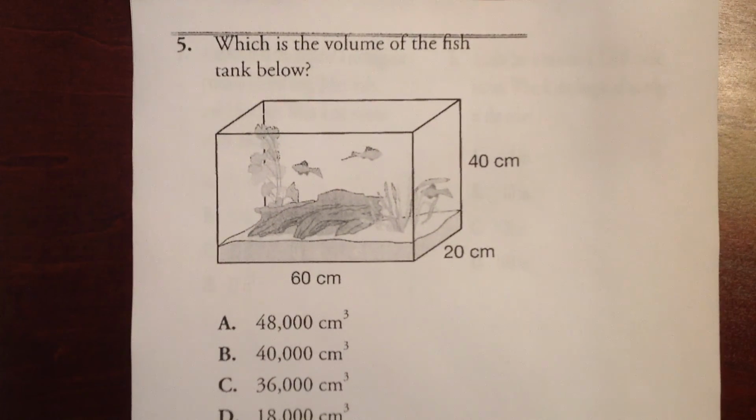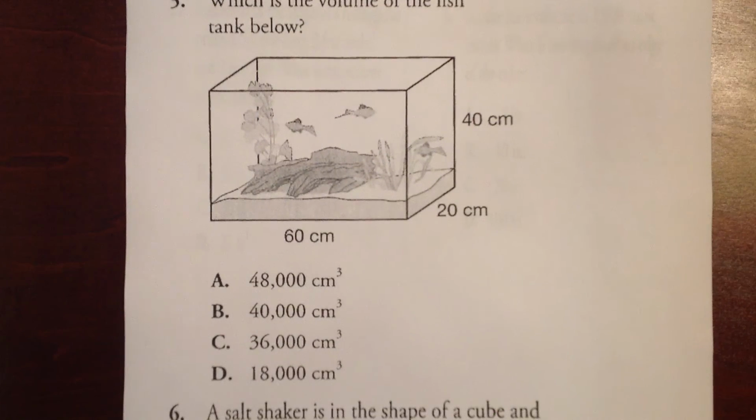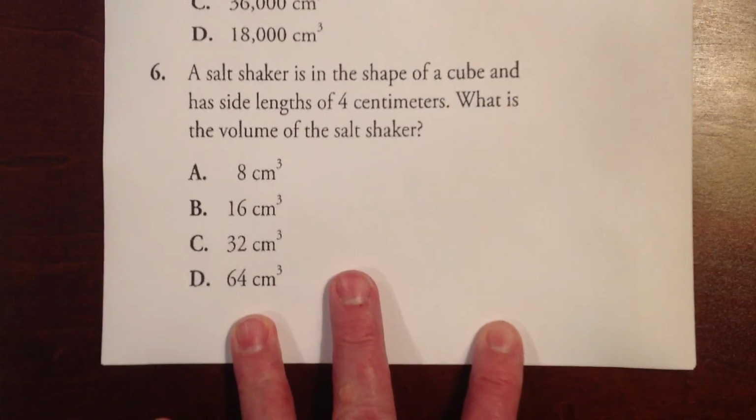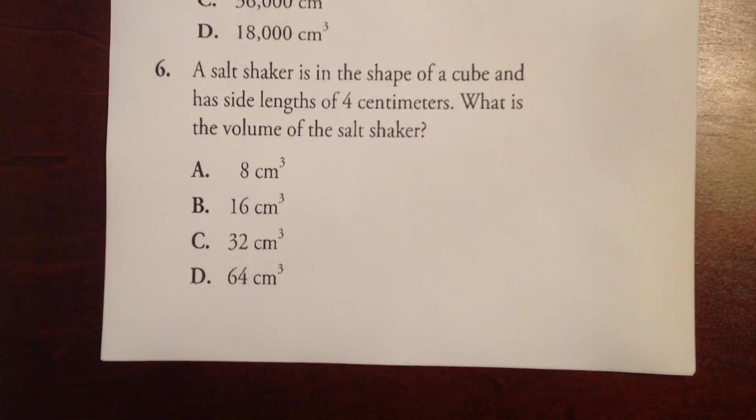Which is the volume of the fish tank below. We're going to multiply 40 times 20 times 60. And I'm going to let you work on that one on your own. A salt shaker in the shape of a cube has side lengths of 4 centimeters. What is the volume? Again, very, very easy. 4 times 4 times 4, which in this case is 64, choice D.